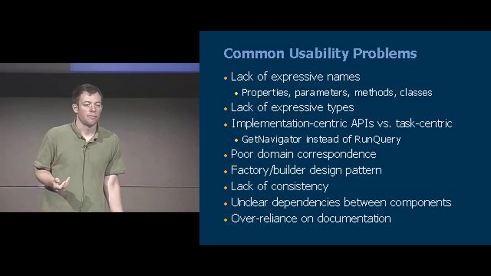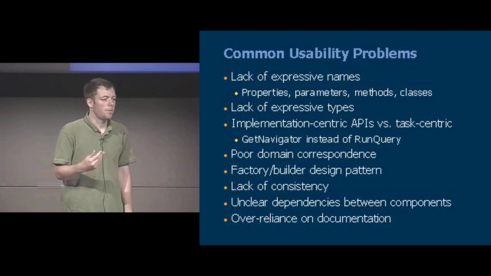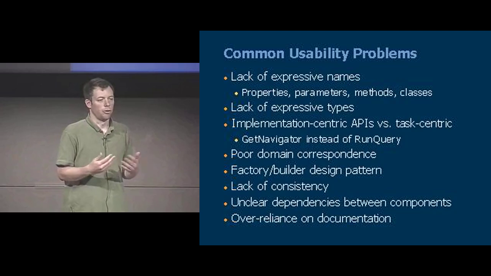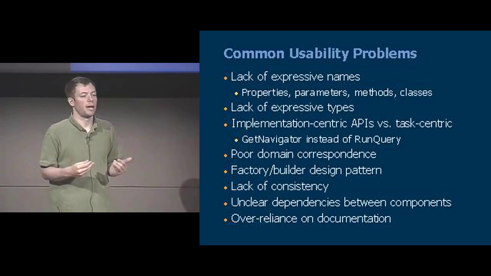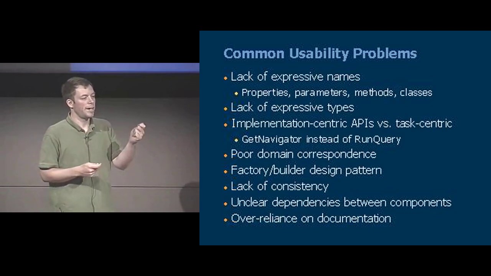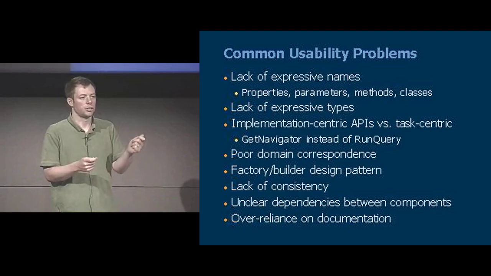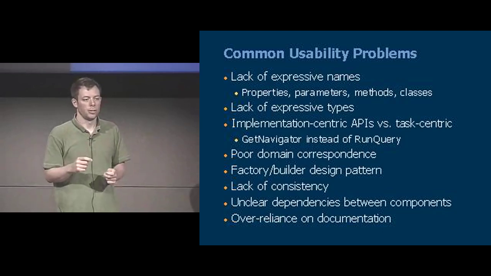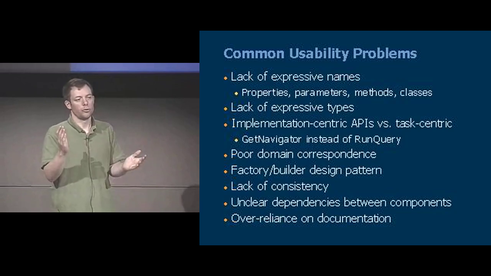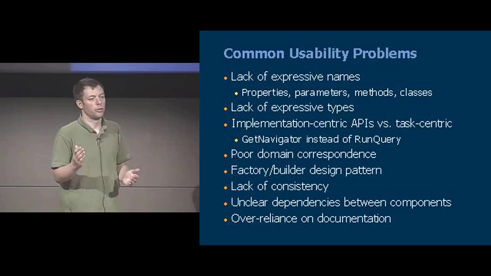There's also a problem with lack of expressive types. Many APIs will perhaps use Boolean parameters. Should we show UI or not? If we're doing some sort of operation, some copy operation, should we show the copy UI or shouldn't we? Should we do this or should we not do that? Should we overwrite this file or should we not?